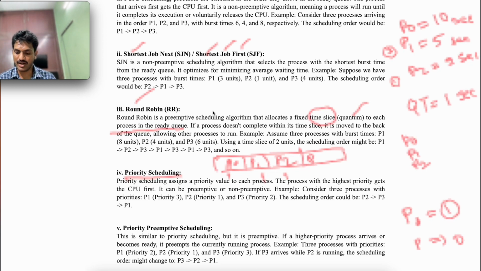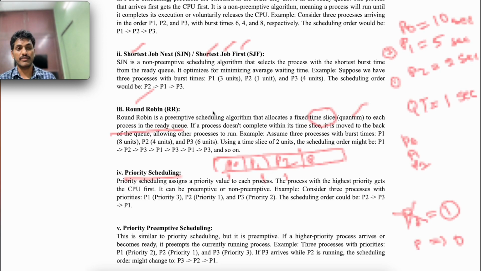So we need to stop this one. When a higher priority process enters, we need to stop the lower priority task. 0 is the higher priority, and 1 is the lower priority. So we give the chance to the process which has higher priority. Okay, that is preemptive. Remember, preemptive means stopping something temporarily and giving a chance to another.